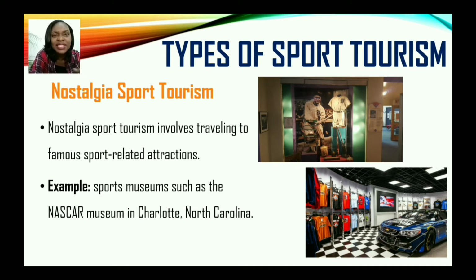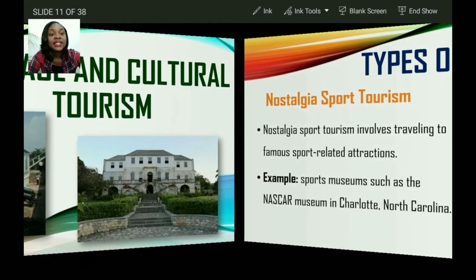There's also nostalgia sport tourism. Nostalgia sport tourism involves traveling to famous sport-related attractions. Example, sports museums such as the NASCAR Museum in Charlotte, North Carolina. And these are just some images. So persons who are lovers of sports will travel to different destinations just to view the museums, such as sports symbols, artifacts, whatever sports artifacts are there for their desire.